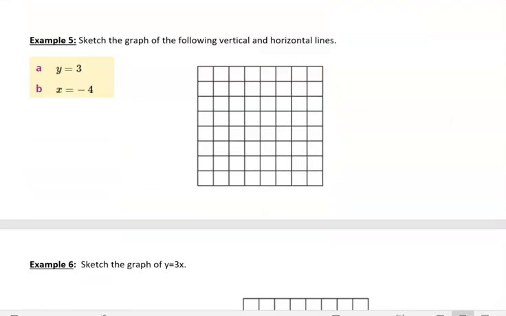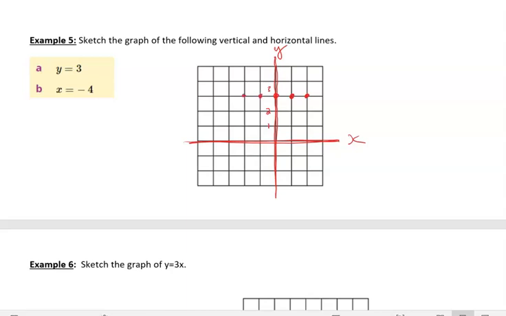Okay, so let's show this in a graph. I think I'll do x here, and I'll do y about here. So for the first one, for a, y equals 3. If I give these numbers 1, 2, 3, there's my point 3. So if I put this point here, x is 1, y is 3. If I put this point here, x is 2, y is 3.